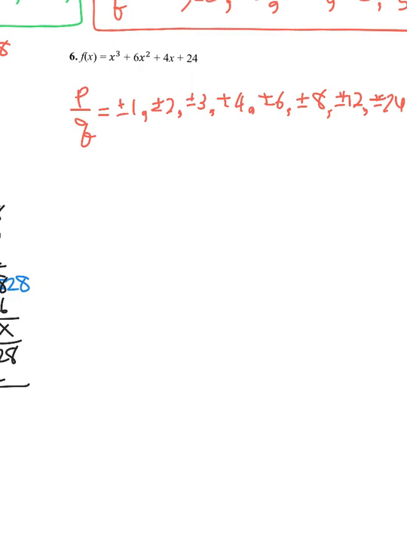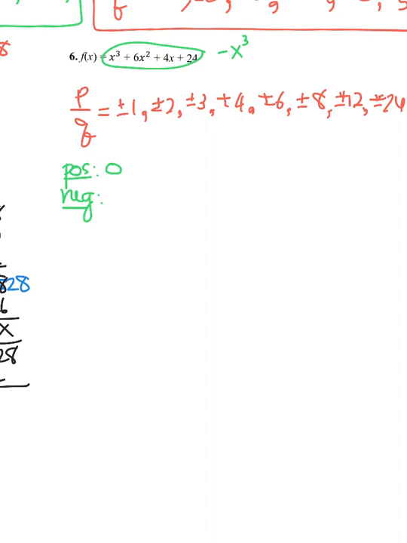Now I'm going to see how many positive and negative roots there are using Descartes' rule of signs. So for positive, let's see how many sign changes there are, and it looks like there are no sign changes, so I know I have 0 positive roots. That's great. That eliminates half of my possibilities. Let's check out the negative.